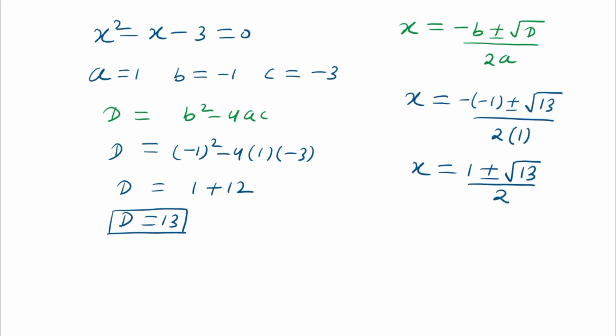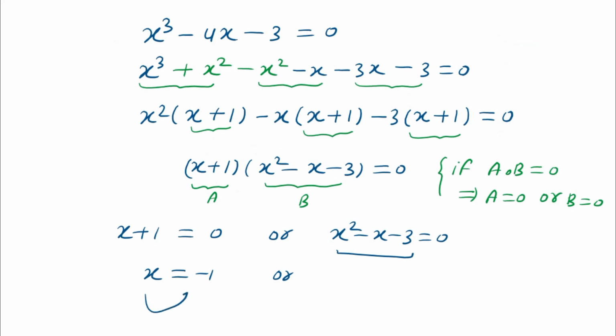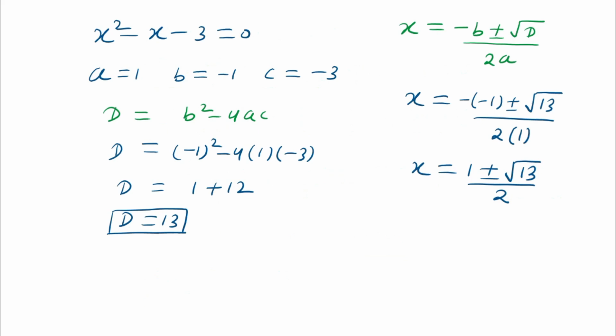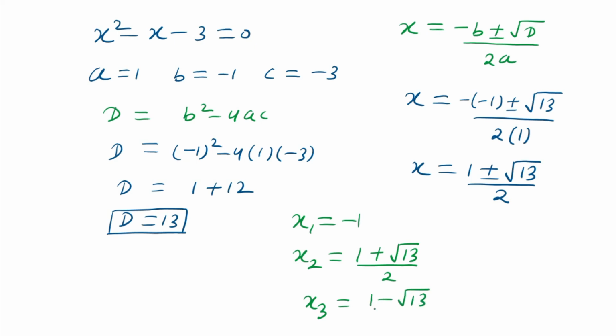So we have here the first solution x1 equals minus 1, and the second solution x2 equals 1 plus square root of 13 divided by 2, if we take the positive sign, and the third solution x3 equals 1 minus square root of 13 divided by 2. We have 3 real solutions in this equation.